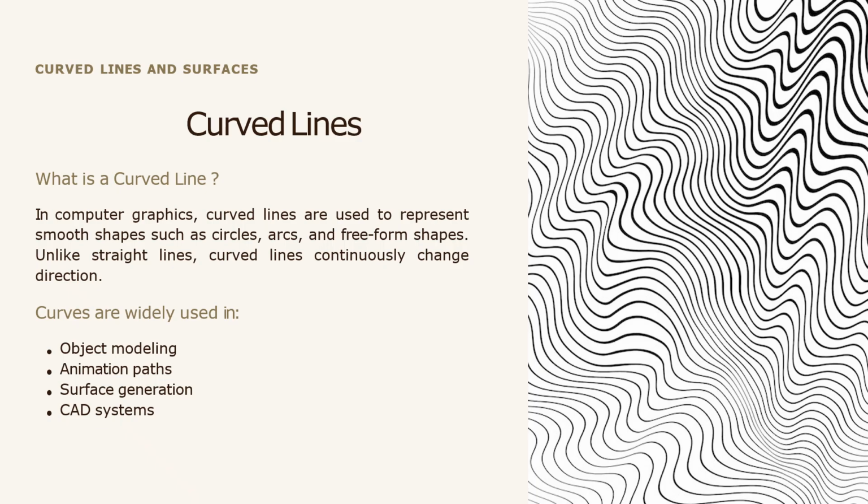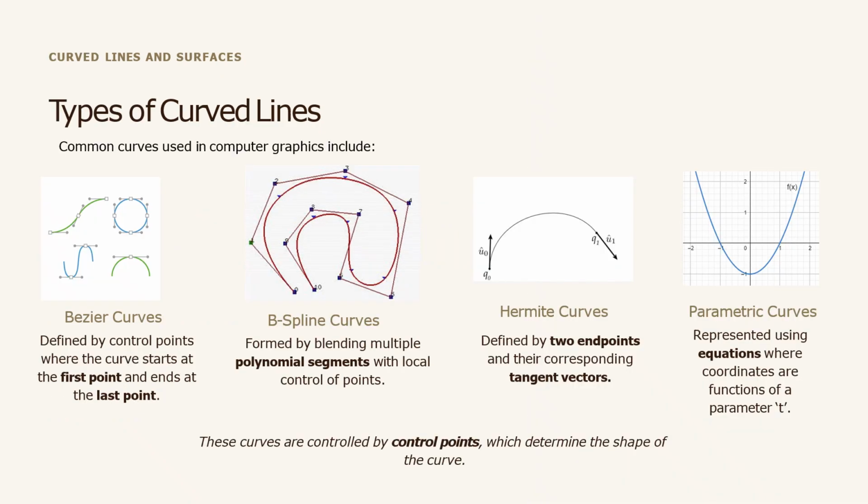Now, let's begin with the curved lines. Unlike straight lines, curved lines continuously change their direction. They are widely used in computer graphics to create smooth and natural looking objects. Curves are essential for modeling circles, vehicle bodies, character animation forms, and free form designs. There are several important types of curves used in computer graphics.